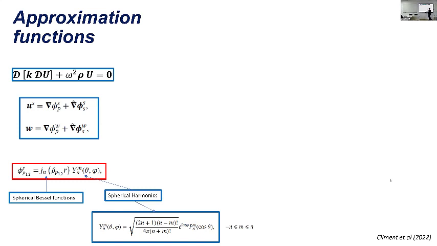And you can see here that we have an n. The n is the order of the spherical Bessel functions, and the n goes from 0 to whatever number you want to choose. And the m goes from minus n to n.